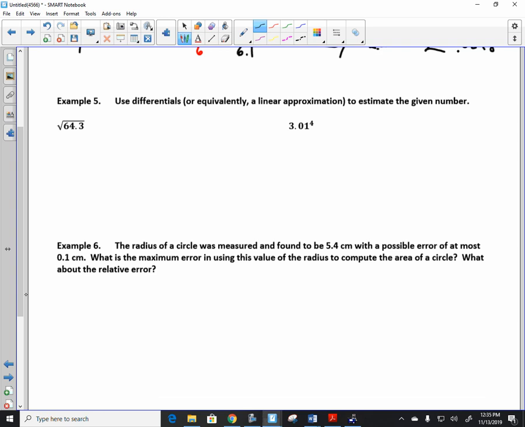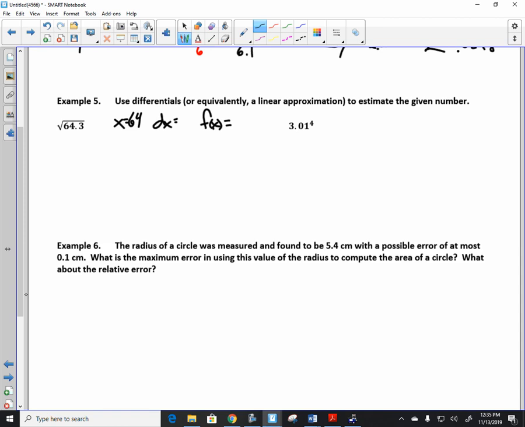Let's try some cool problems like we did yesterday. Okay, we got this and we'll be done. You want to approximate square root of 64.3. Okay? I'm going to make an x value, and I'm going to make a dx value, and then a given function as well. Can you tell me what is an x value close to 64.3 that you know the square root of? 64.